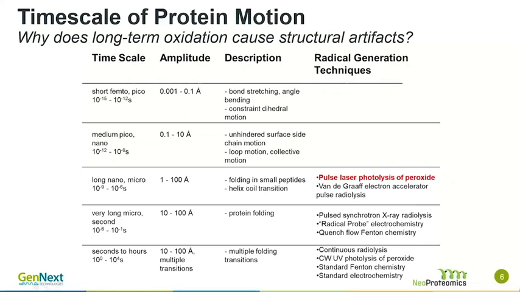In order to reach that, we really want to complete the labeling before the protein can undergo this folding in small peptides region, this helix-coil transition. So what we're really trying to do is complete labeling on the long nano to short microsecond timescale. If we can get labeling done in under 1 to 10 microseconds, then we should be good for labeling only the native structure, even if we label it very, very heavily and the protein unfolds afterwards.